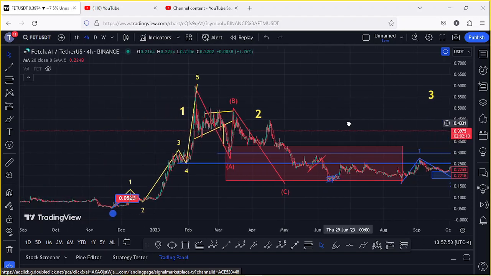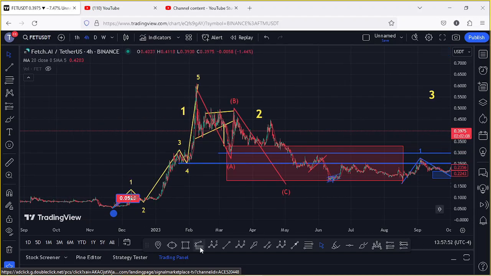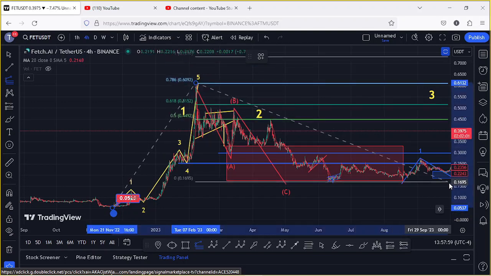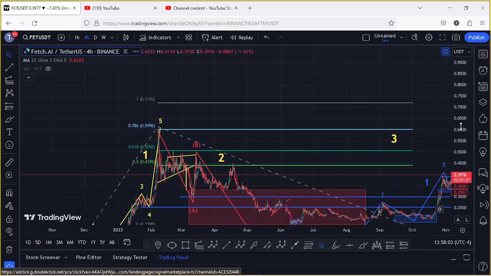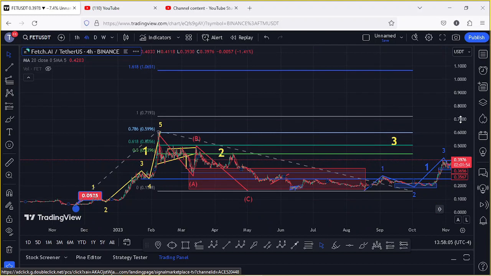Minimum target areas can be given by connecting the trend-based Fibonacci from the low of the first wave to the high of that wave 1, then dragging the fibs to the low of the second wave, giving me a minimum target area for the third wave at the fib level 1.618, and that is above the $1 mark, which is the minimum that we can expect Fetch AI to do in the formation of that wave 3. And that is what I'm keeping my eyes on in the short term and also on the long term.